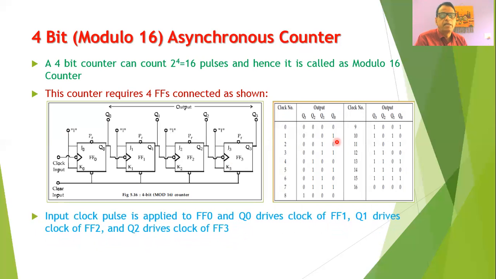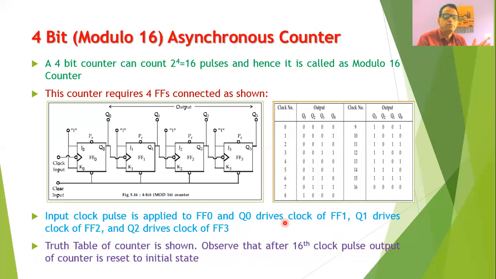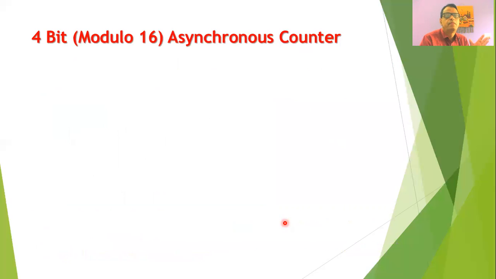So this is the circuit explanation, where we have shown that the clock pulse is applied to only one flip-flop, and the output of the previous flip-flop drives the clock of the next flip-flop. Now the truth table explains the working of the counter, and from the truth table we can easily observe that this counter can count 16 clock pulses.